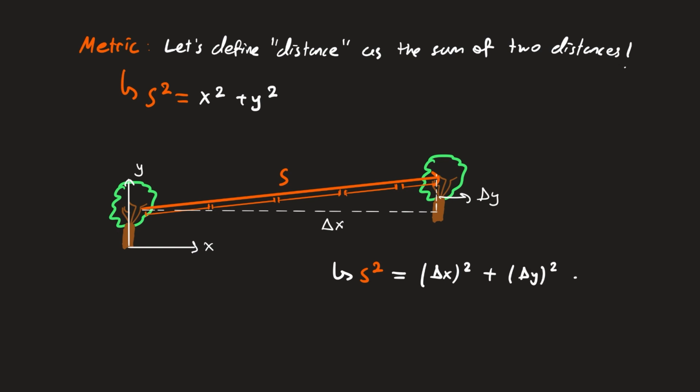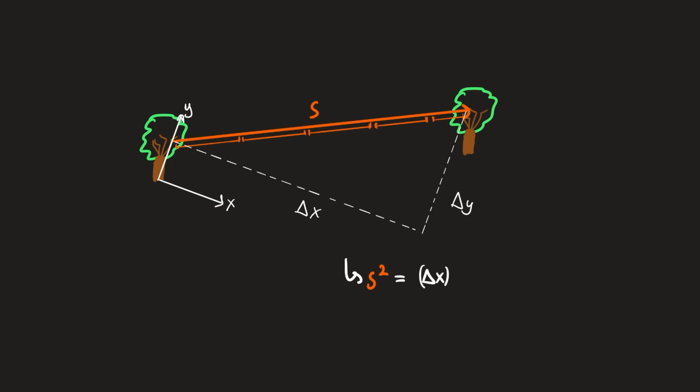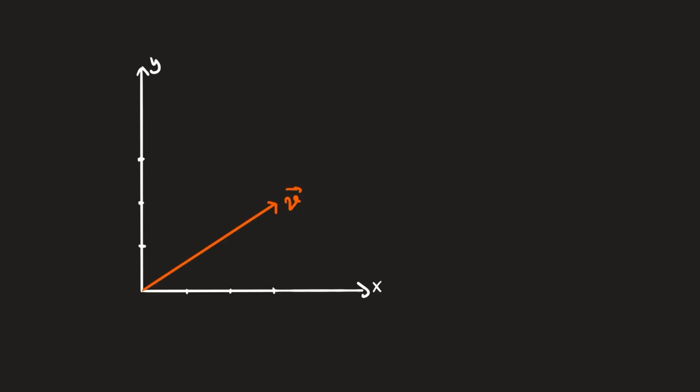But there is ambiguity here, right? You can just as easily choose your coordinate axes to be tilted a little bit this way, and you would measure a shorter x distance and a longer y distance so that the squares still add up to the same absolute distance. Now, you would have encountered this before in any math or physics courses that use vectors.